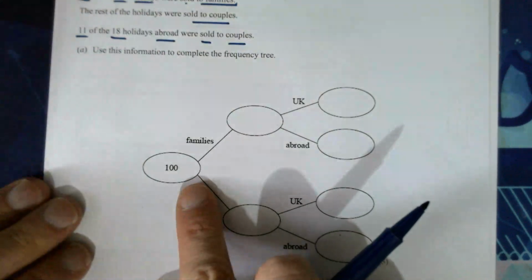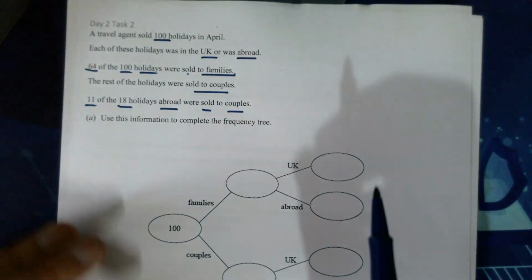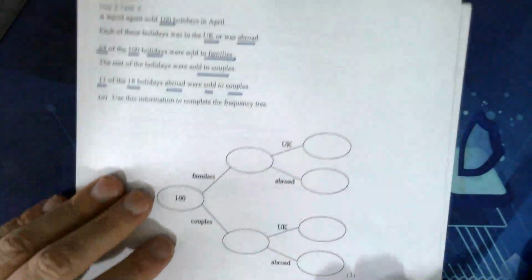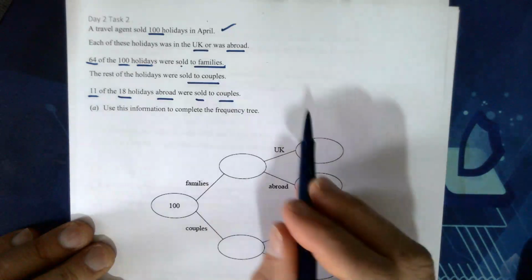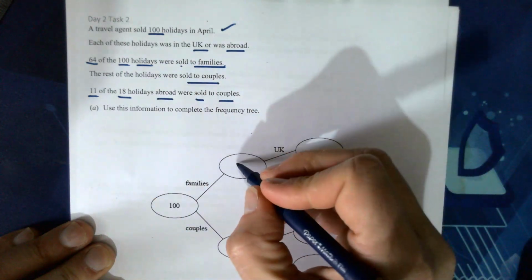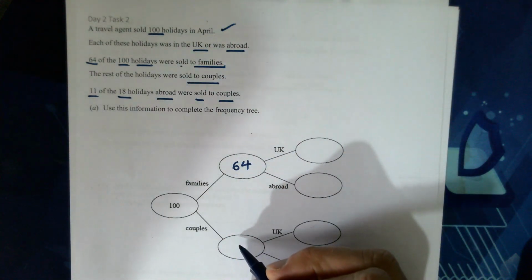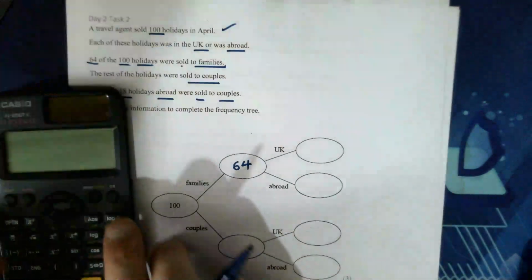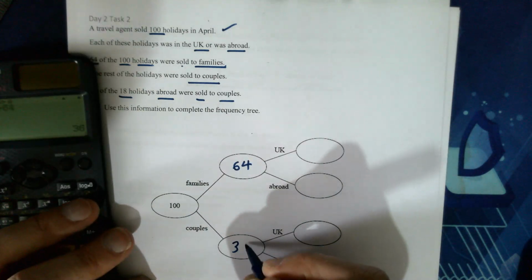So let's have a look at it. So 100 here, so that's my 100. Let's tick that 100 off. Right, so that 100 is used. Holidays, UK or abroad, that's further down, so that's over there. It's a bit confusing, but let's look. 64 of the 100 holidays were sold to families, so that was 64. The rest were sold to couples. Now, I could do this in my head, but I've got a calculator, so I'm going to get it out. 100 take away 64 gives me 36.